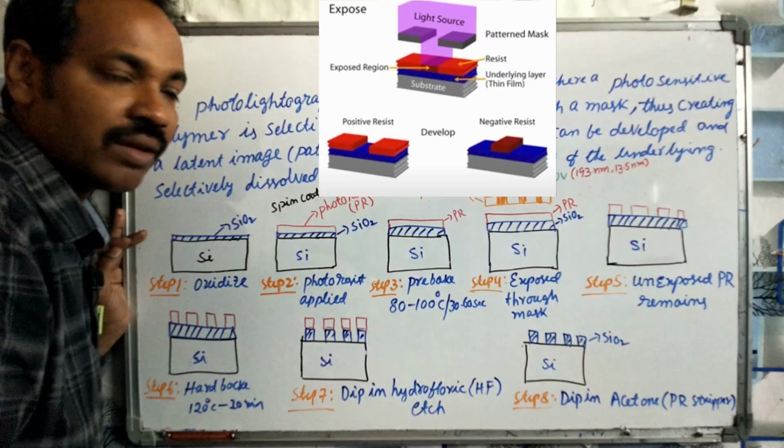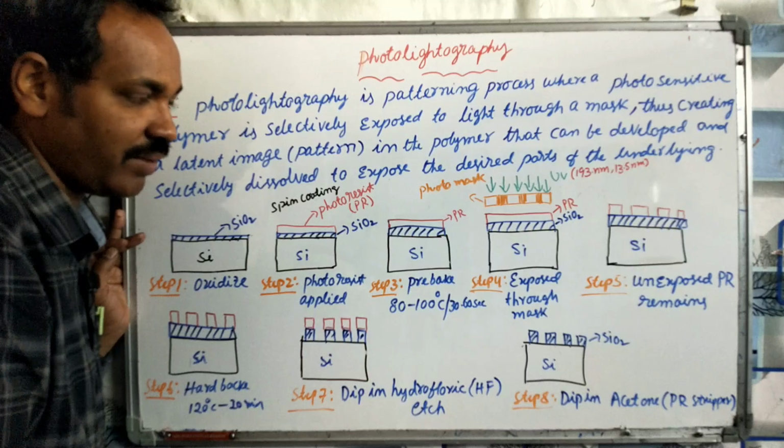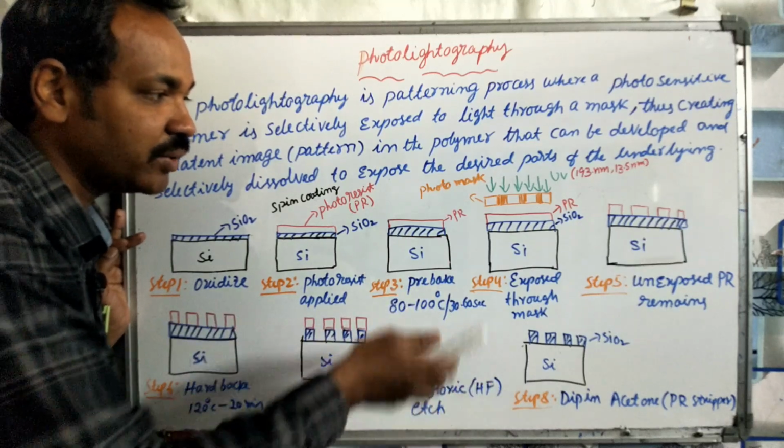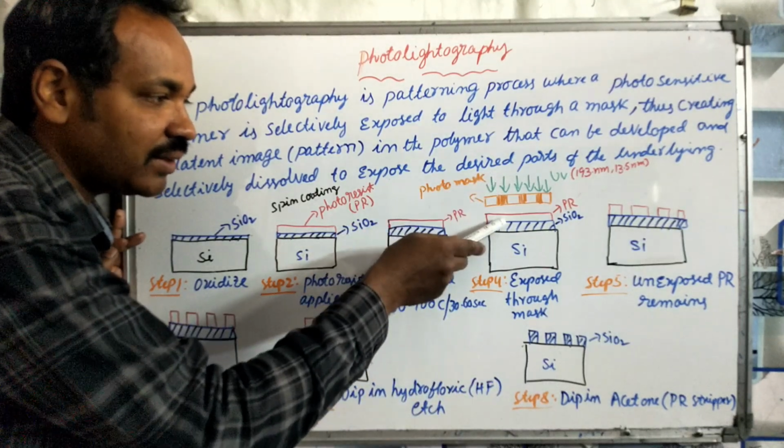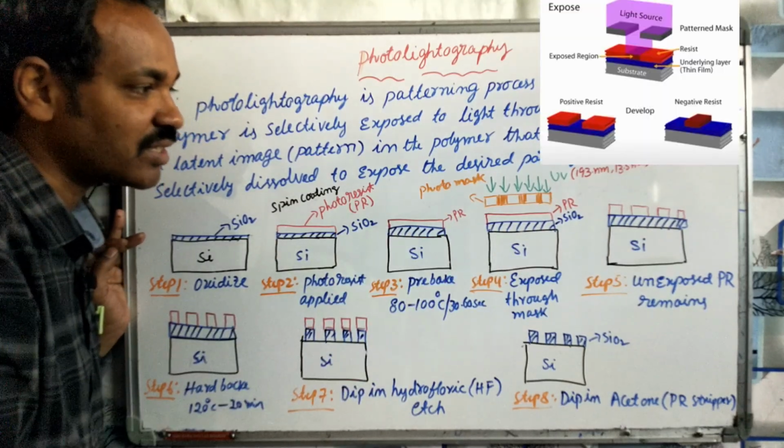This is called positive photoresist, and this material becomes soluble. Next, another one is called negative. When we take out the light here, this is going to harden and the remaining part will go soluble. That is called a negative photoresist.